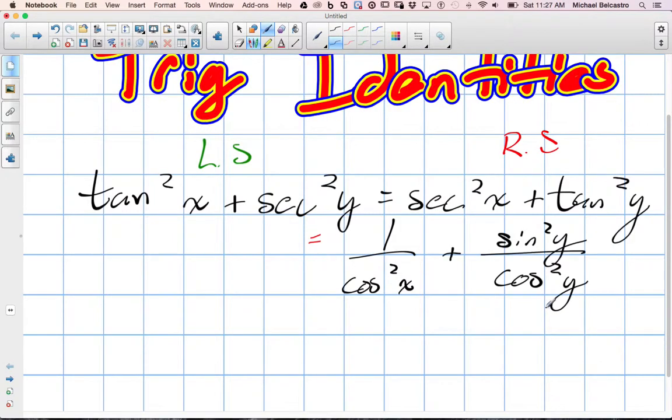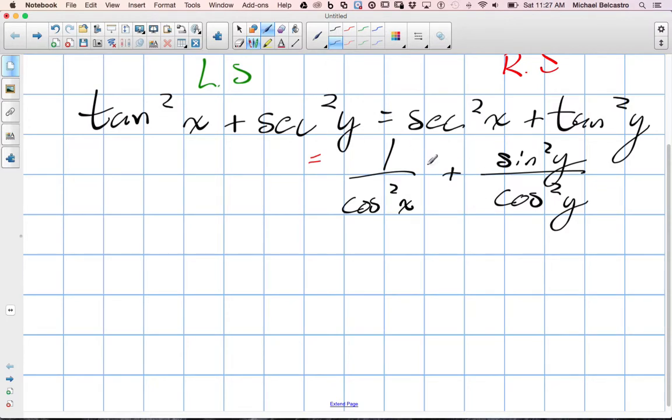Okay. Now I have two fractions, and there's an addition sign, so I'm going to try to add them together. But in order to do that, I need the denominators to be the same. So I'm going to take this first fraction and multiply by the denominator of the other. I'm going to multiply both the top and the bottom by cos squared y. And then vice versa for this one, I'm going to multiply both the top and the bottom by cos squared x.